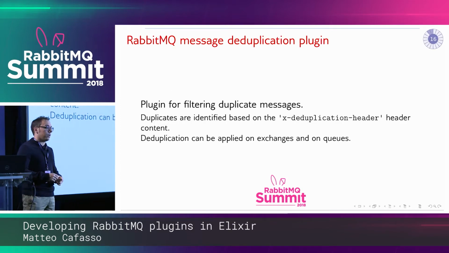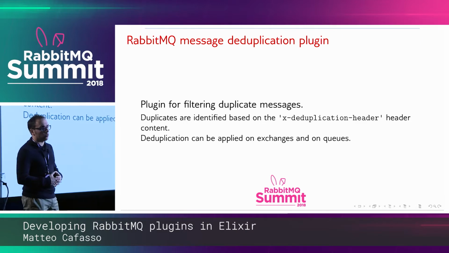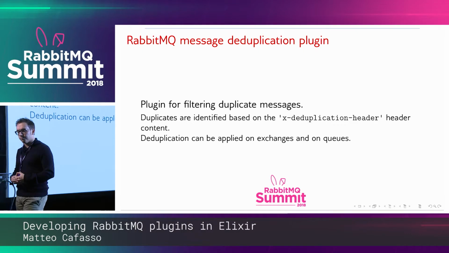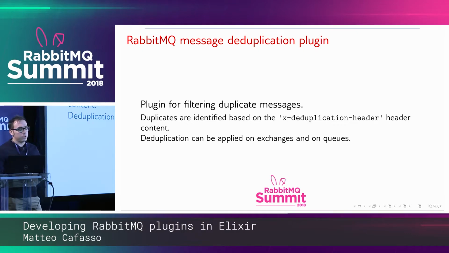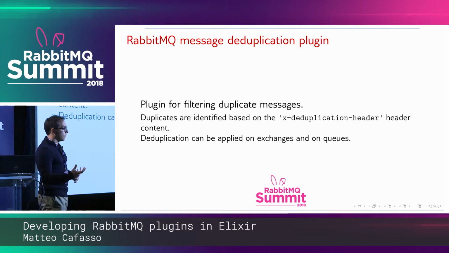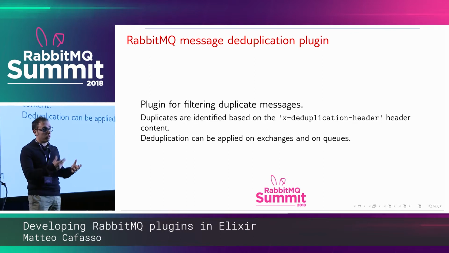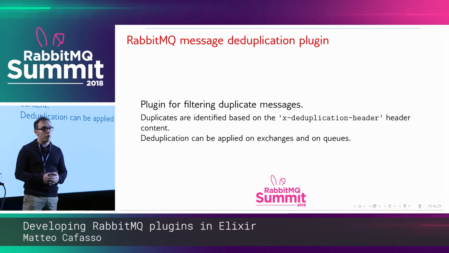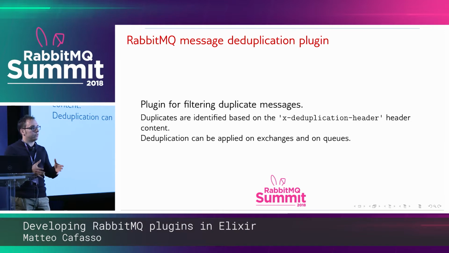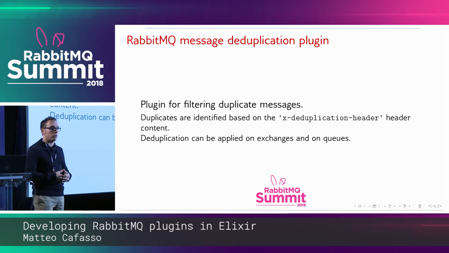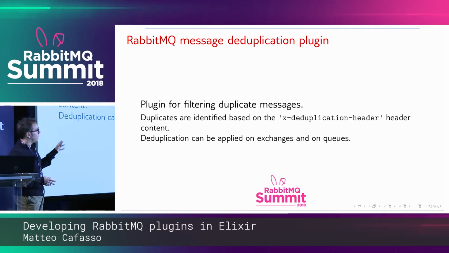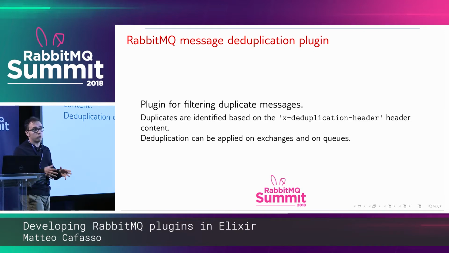I built a Deduplication plugin in Elixir. I think that this is one of the first functional Elixir implementations that you can find out there. It's pretty simple. All you need to do is to provide an x-deduplication-header, and the x-content will be checked when you publish it within the broker in a deduplication exchange or queue. And according to your rules, a decision will be made, should this message continue its route or not. So as I said, we can deduplicate either on the exchange or on the queue.